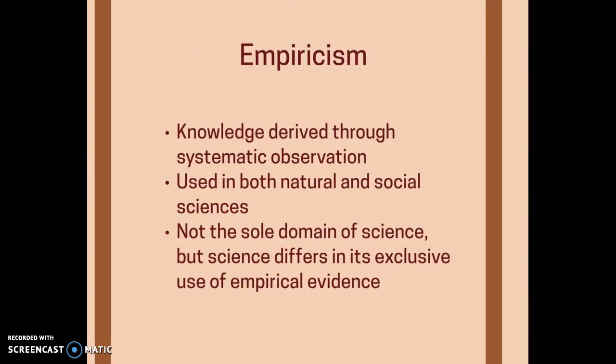Empiricism is any knowledge that's derived through very systematic observation, and this is used in both the natural and the social sciences, so it's not just exclusive to one or the other. Of course, empiricism, the idea that we can look at the world systematically and gain knowledge from it, isn't the sole domain of science, but what is different about science is that science claims to exclusively use empirical evidence in all that it's looking at and the answers it's trying to find.